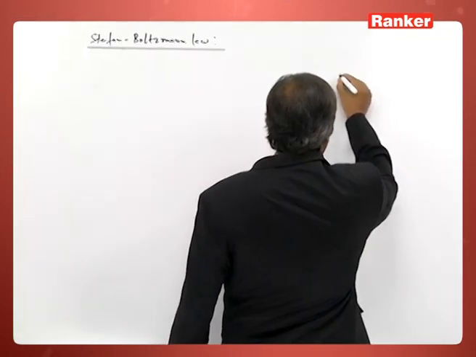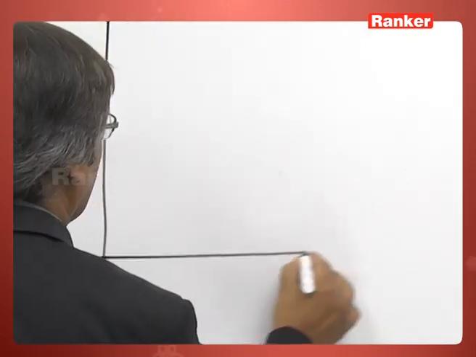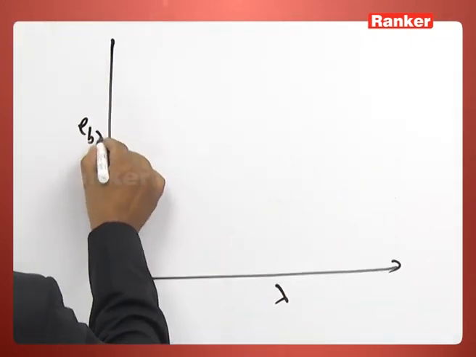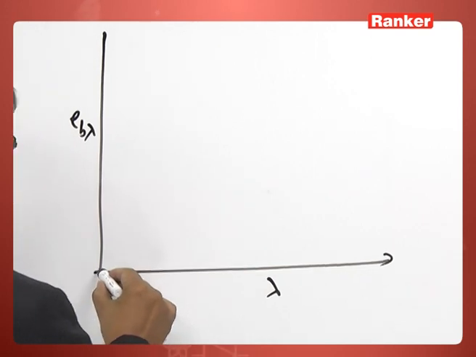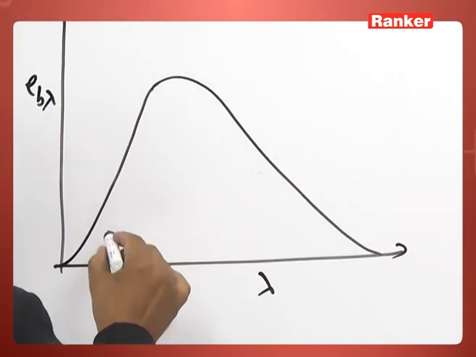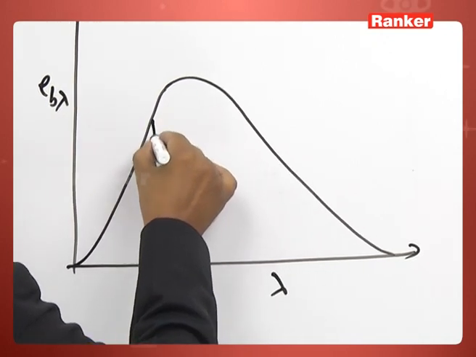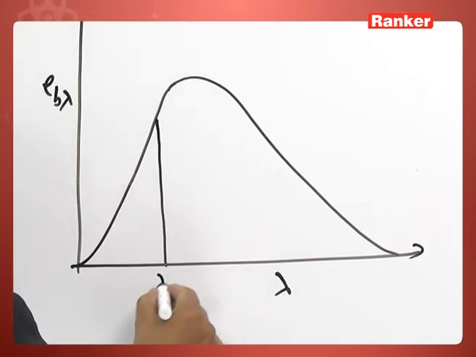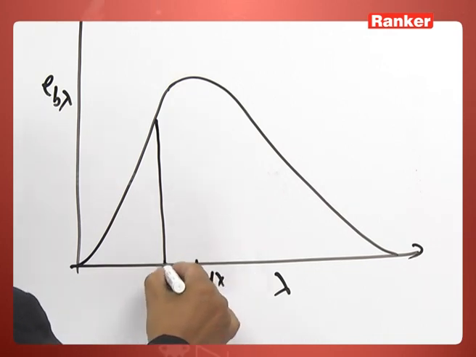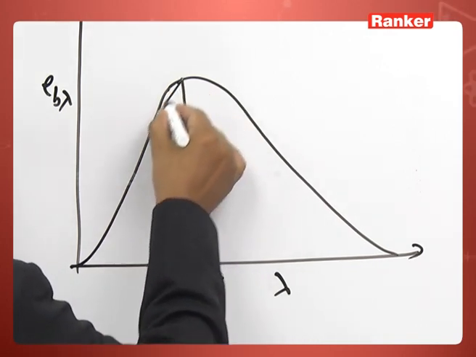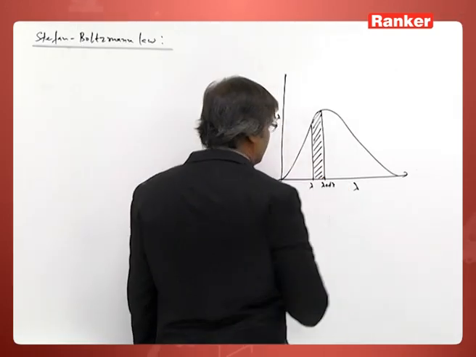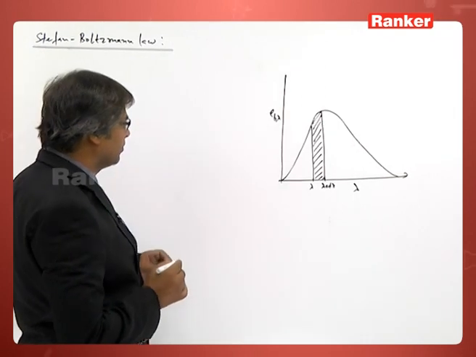So, the Planck's radiation formula is for the emissive power of a black body at a particular wavelength. You see what is the energy within lambda, lambda plus d lambda, suppose this is lambda and this is d lambda, it will be the area under this curve.